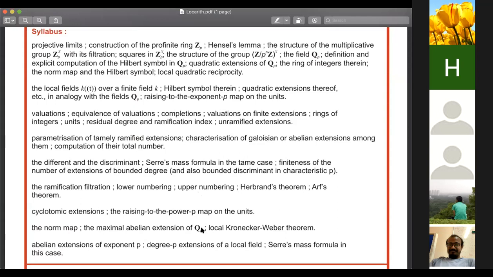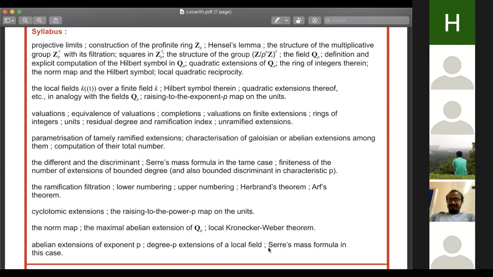Then we'll speak about the norm map and, okay, so the local Kronecker-Weber theorem is mentioned here already. Then we'll talk about abelian extensions of exponent p, and we'll also try to classify all degree p extensions of fields like Q_p, right? So these extensions need not be cyclic. So all extensions, and if time permits, we'll prove Serre's mass formula in this case.